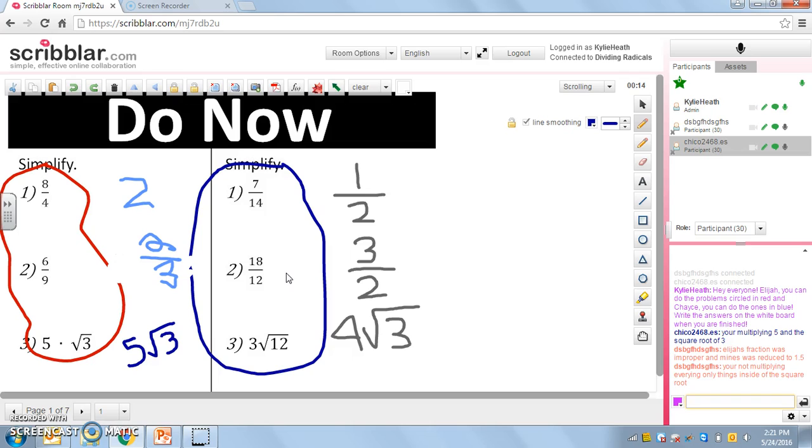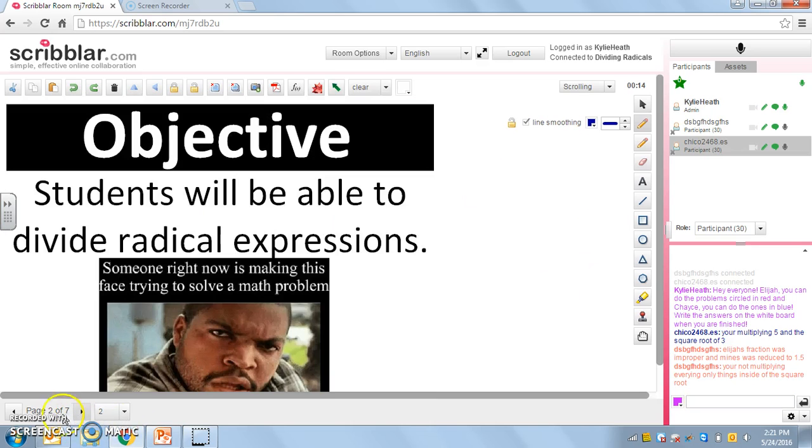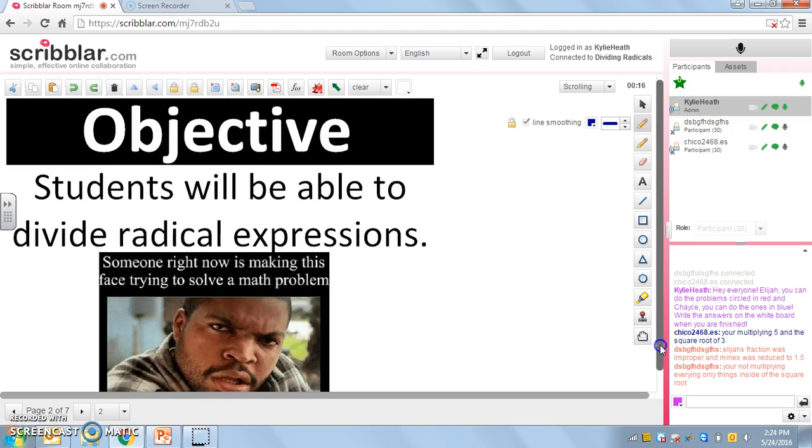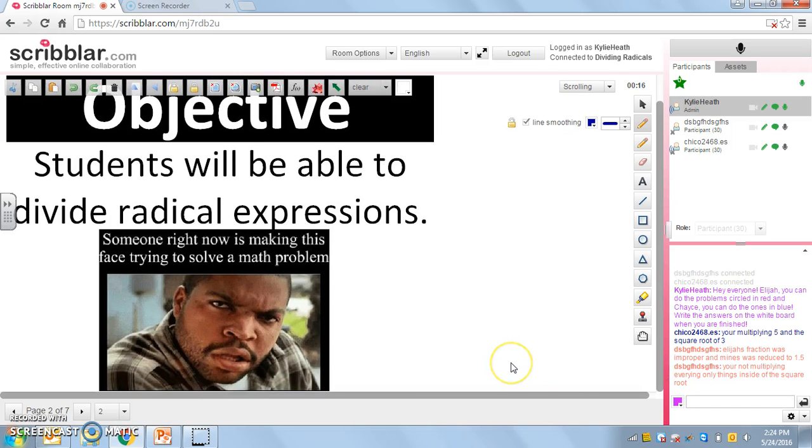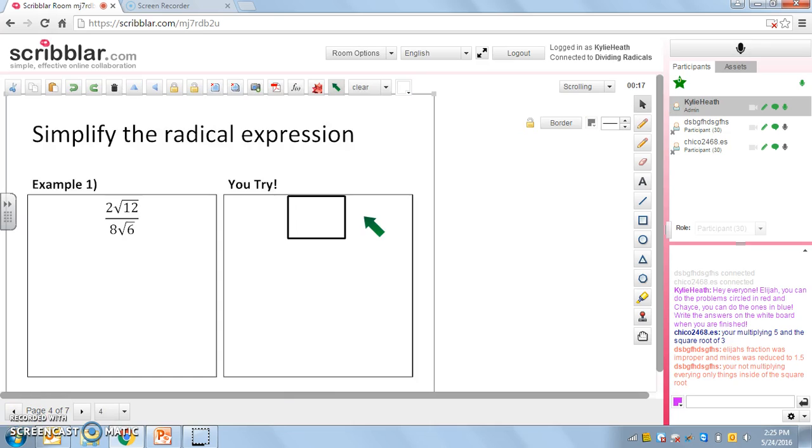Okay, so let's get started on the lesson. Excellent job with that. Okay, so you are going to be able to divide radical expressions by the end of this lesson. So you can see here that I have a nice little meme for you. Hopefully that's not the face you're making by the end of this lesson.